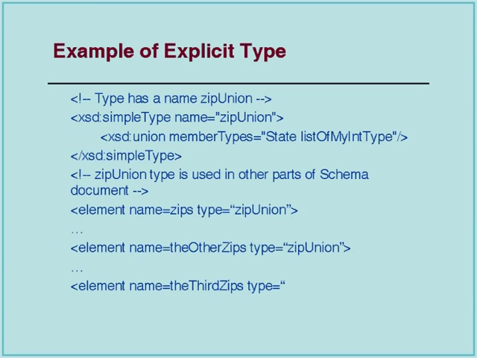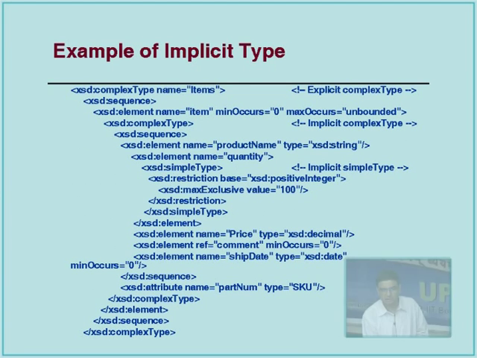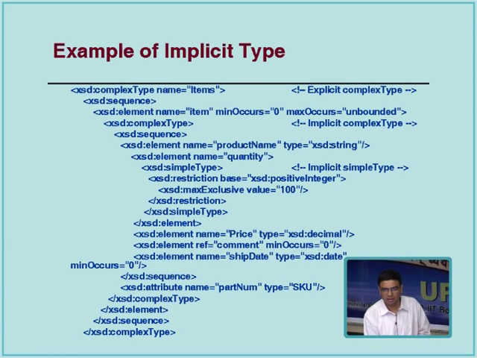Right? So here's the explicit, which is pretty easy. We understand this. The implicit is here. So this book example, is this a book example? It's not the book example. But anyway, this is an implicit type that I have created, but I have not named this to be of some type.